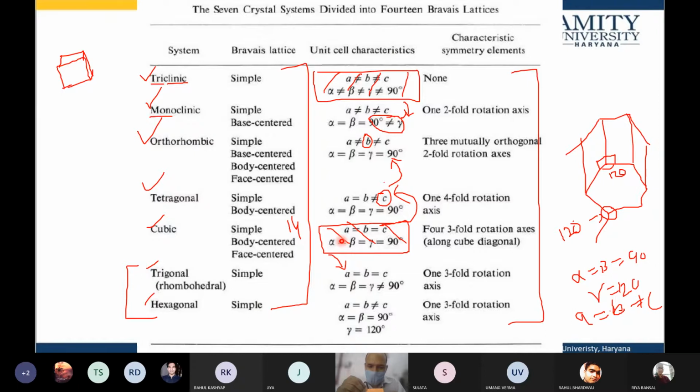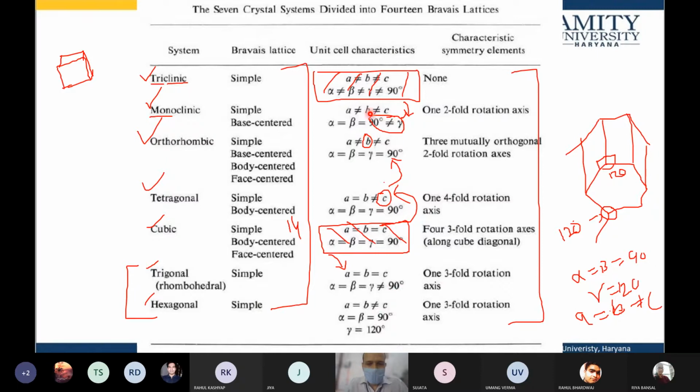stretch it along the diagonals, the body diagonal, not the face diagonal, but the body diagonal of the cube, then what will happen? Sides will remain the same, but angles will change. So that is known as either rhombohedral or trigonal. So that is A equal to B equal to C, and alpha equal to beta equal to gamma, but not equal to 90 degrees. So by the same amount, if you pull or push the body diagonal, then these angles will be equal, but they will be different from 90 degrees.